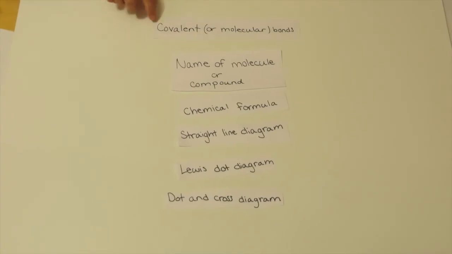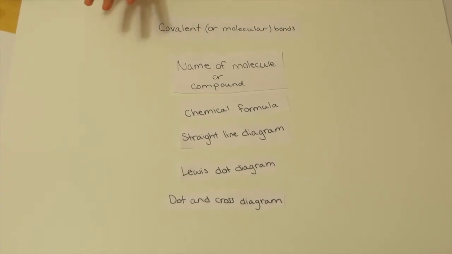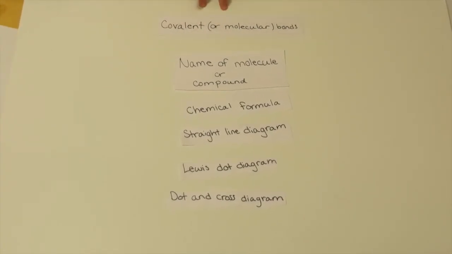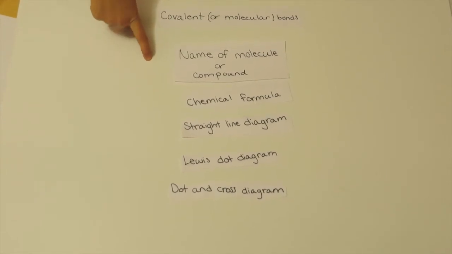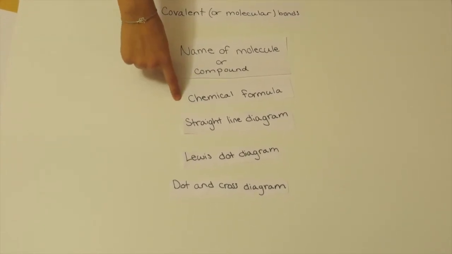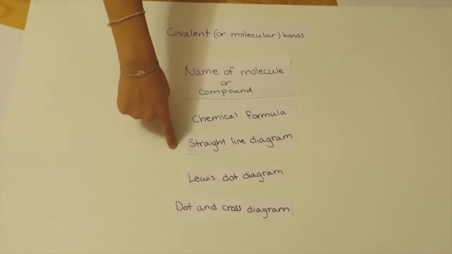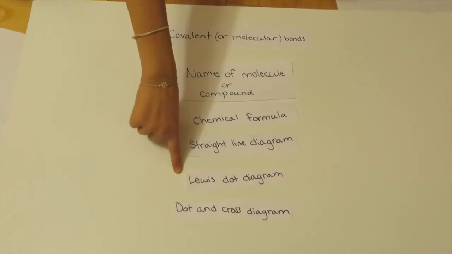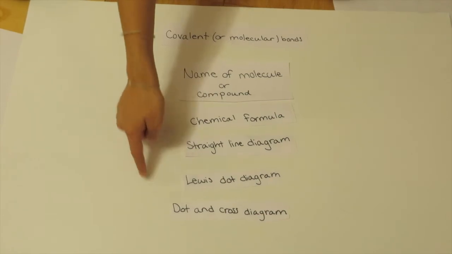A quick recap. There are 5 different ways to express covalent or molecular bonds: by their name, by their chemical formula, by a straight line diagram, a Lewis dot diagram, or a dot and cross diagram.